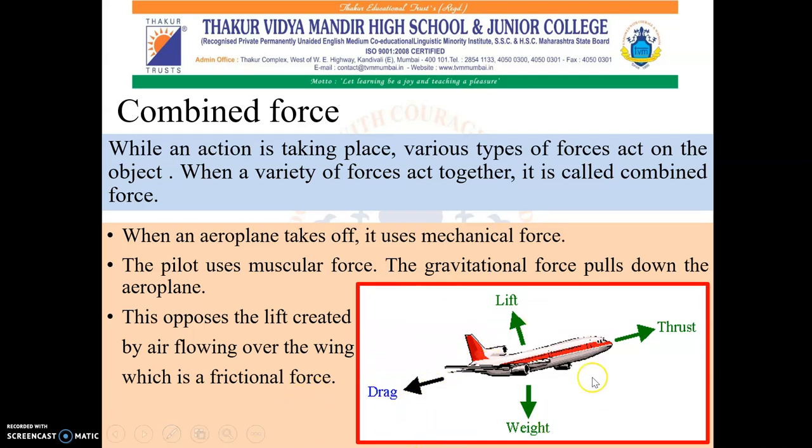So there are several forces acting on this aeroplane. The lift and the thrust. These forces, when they are greater than the gravitational and the dragging force, the aeroplane moves in the forward direction.